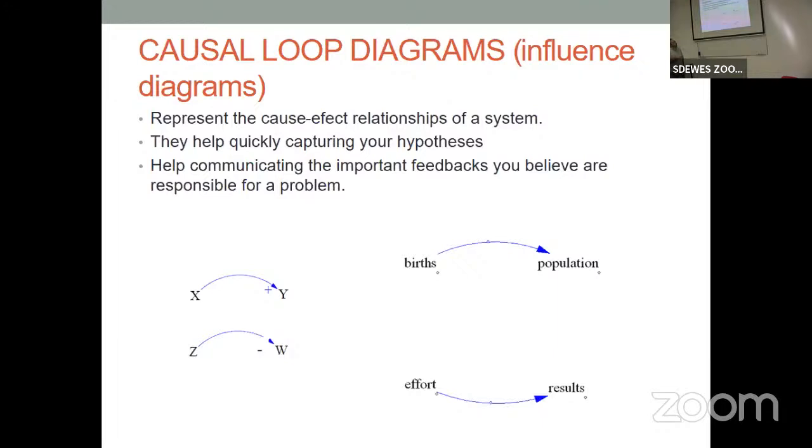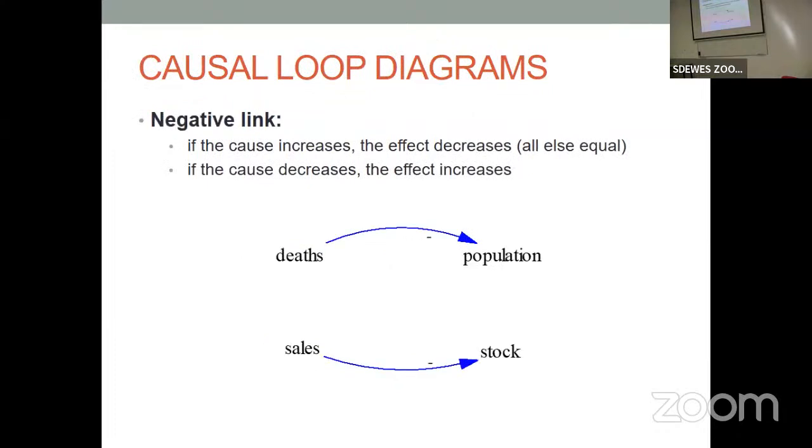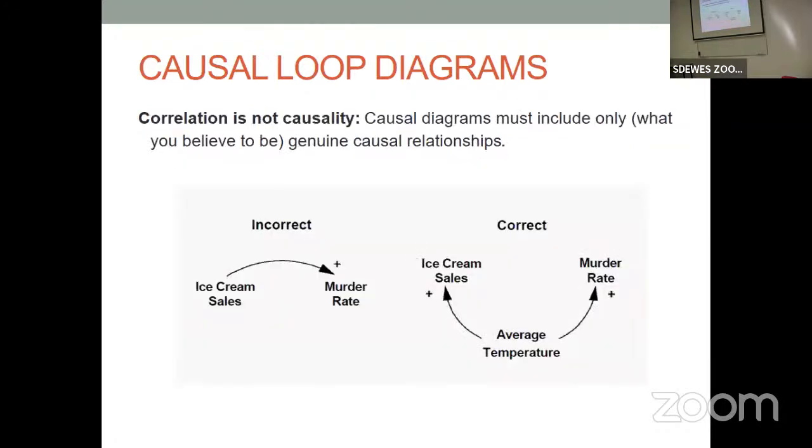A real example. If we have more births, we will have more population. If we have more effort, we obtain more results, or better results. Well, this is the positive link and the negative link. We increase deaths, we decrease population. We increase sales, we decrease stock.